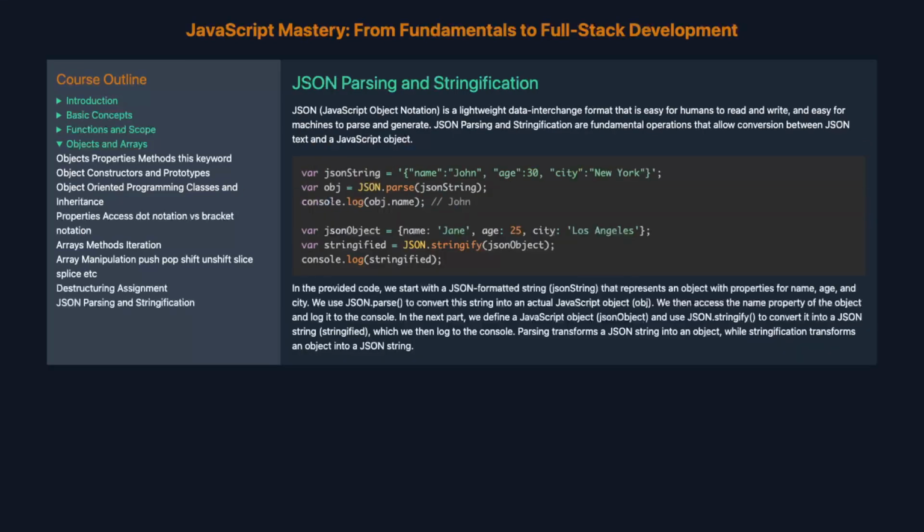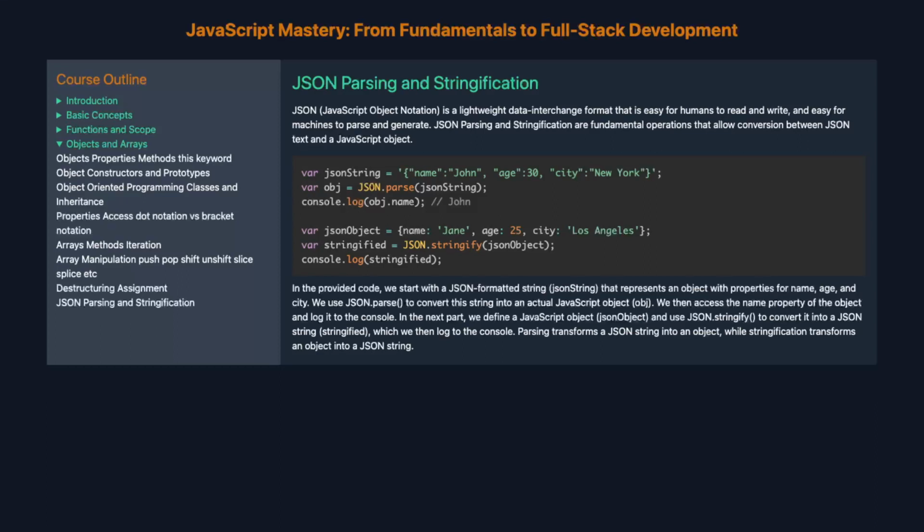JSON parsing and stringification. JSON, JavaScript Object Notation, is a lightweight data interchange format that is easy for humans to read and write, and easy for machines to parse and generate. JSON parsing and stringification are fundamental operations that allow conversion between JSON text and a JavaScript object.